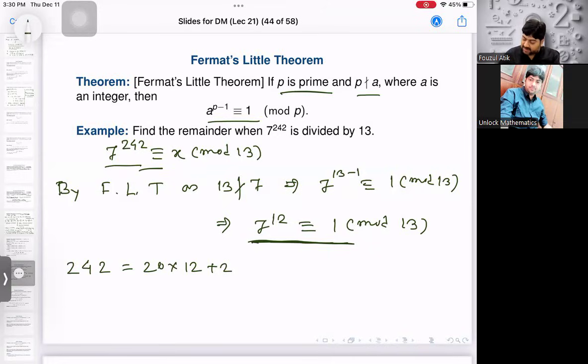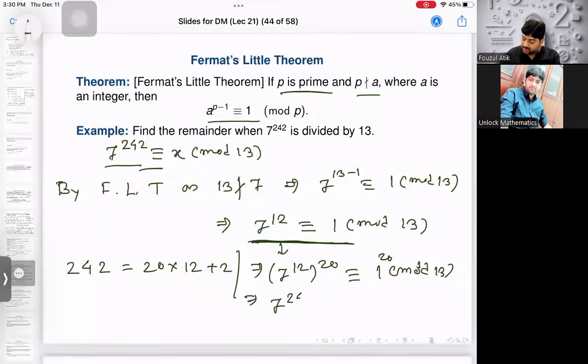So the above one implies 7 to the power 12, whole to the power 20, is congruent to 1 to the power 20 modulo 13. And therefore 7 to the power 240 is congruent to 1 modulo 13. So we are almost close to it. But still I have to get 242. So how to get it? 7 to the power 240 I got.